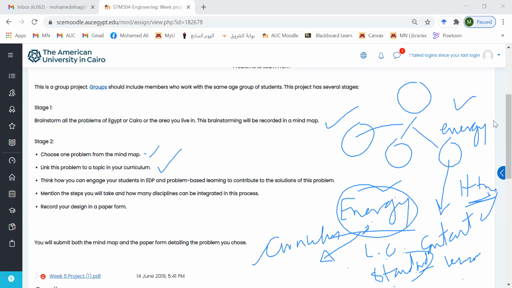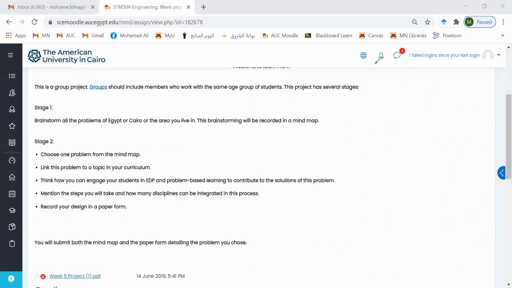Is that okay, guys? Of course, at the same level for grade 9 and for all stages, all disciplines. So when we do this, we find a topic that will be easy to find things related to in the curriculum. So don't look for a problem that will be hard to find things in your curriculum. If you think you will not be able to get any topics related to that problem, don't do that.